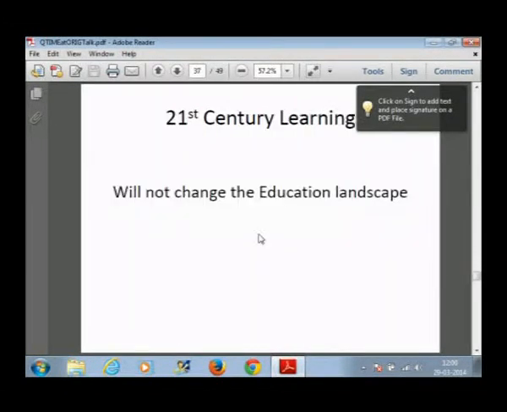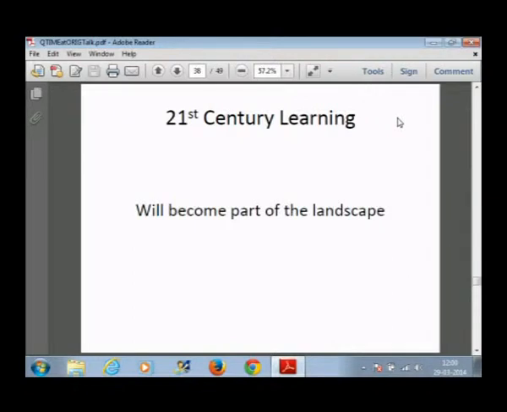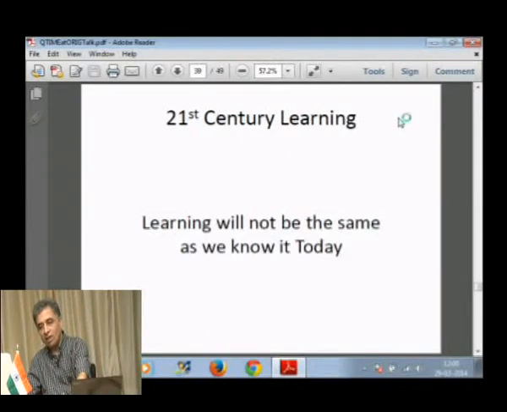Okay, so 21st century learning. We are back at the place where we are saying that 21st century learning will not change the education landscape, right? But it becomes part of the landscape. It becomes integrated. Learning will not be exactly the same as we know it today. Don't stick to the dogma that what I know today is sufficient for the 21st century. It is more than that.